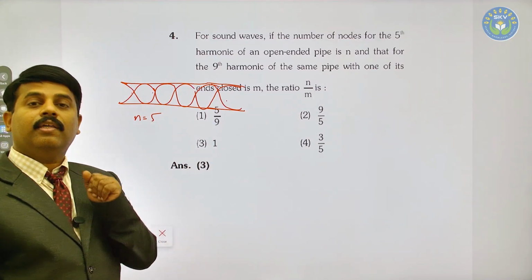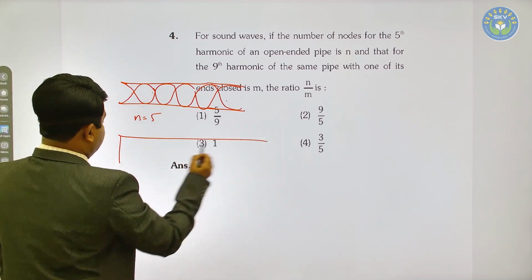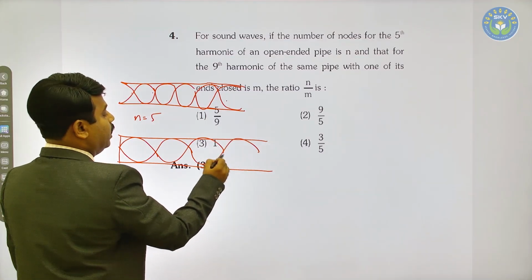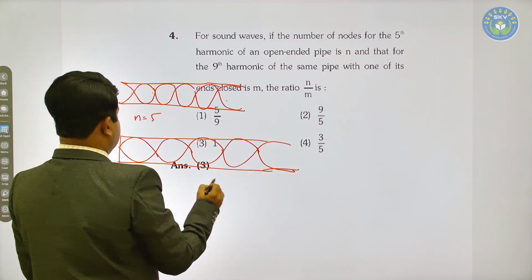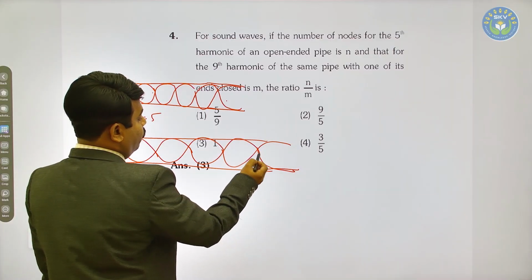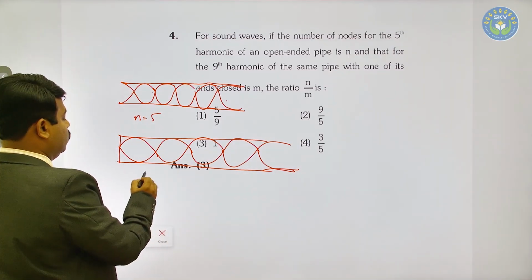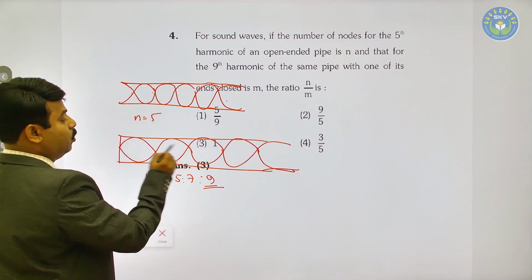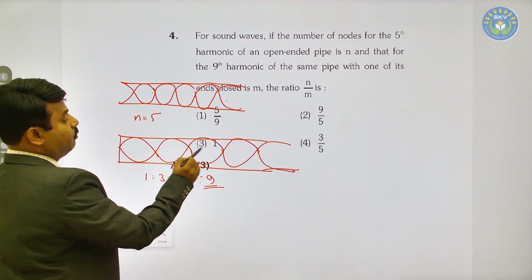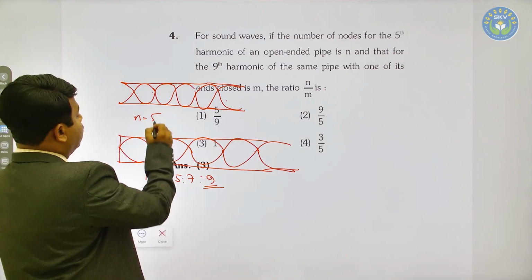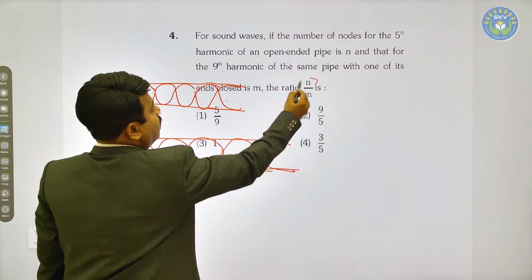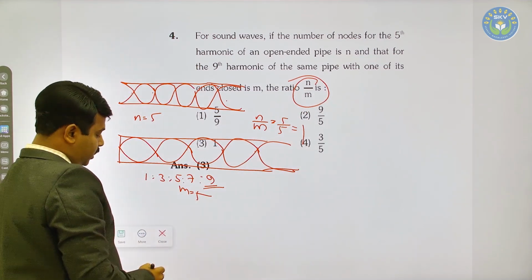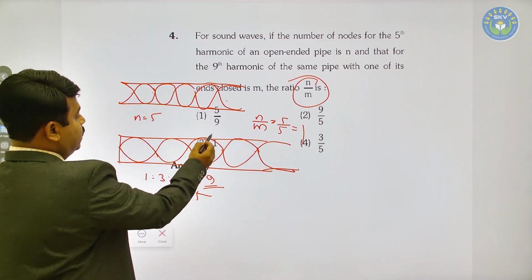Now, what is the ninth harmonic in a closed pipe? We can draw it like this: 1, 2, 3, 4, 5. This is the ninth harmonic, since the harmonics go 1, 3, 5, 7, 9. So 5 nodes are there, then here also m is equal to 5. They are asking n by m, then n by m is equal to 5 by 5, that is equal to 1. Option 3 is correct, right?